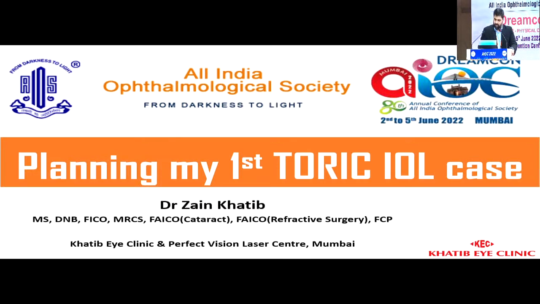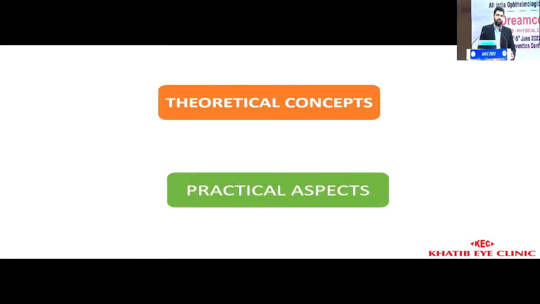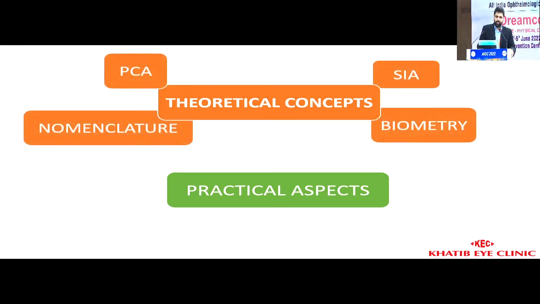Toric IOLs are not very difficult to do once you do a good phaco surgery, or even probably an SICS surgery. It just needs understanding of a few things, and that is what I'm going to be discussing here. There are two sets of things which need to be understood for toric lenses: the theoretical concepts and some practical aspects. There are four theoretical aspects, to be precise. Understanding of PCA, which is posterior corneal astigmatism, is something that needs to be understood before you venture into toric lenses.